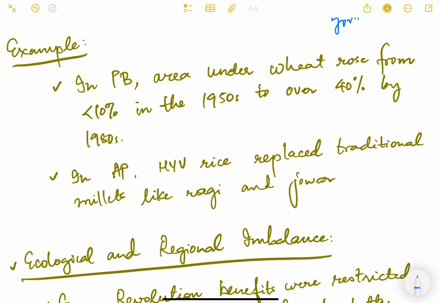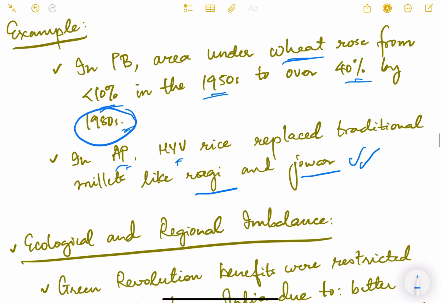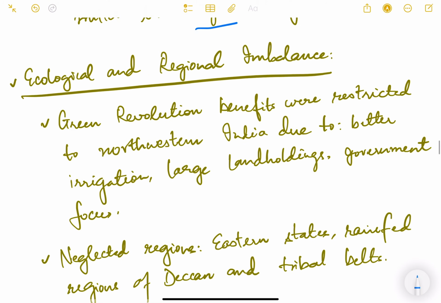Examples of this phase, how it changed cropping pattern in Punjab. Area under wheat rose from less than 10% in 1950s to over 40% by 1980s. So see, people now started growing wheat in Punjab. In Andhra Pradesh, high yielding variety rice replaced traditional millets like ragi and jawar. So these were some of the dominant or important noteworthy changes that happened during this period.